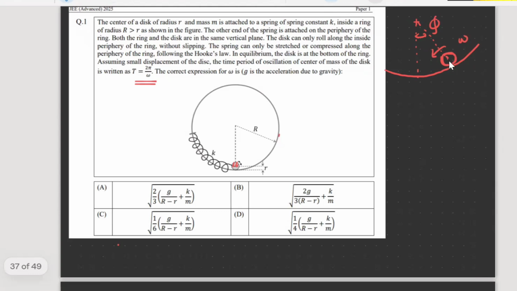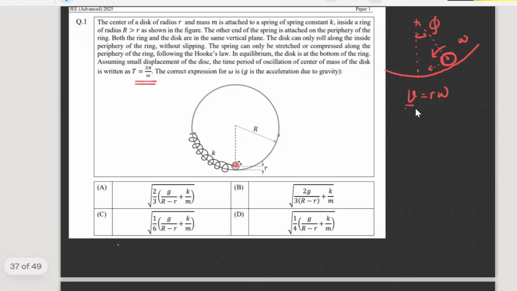Now, what is the condition for pure rolling? The condition for pure rolling is that the linear velocity of the center of the disk should be equal to r times omega, because the point of contact should not have any velocity. That is the condition. So V should be equal to r into omega, where r is the radius of the disk, omega is, at any instant, the angular velocity of the disk, and V is the linear velocity of the center of the disk.